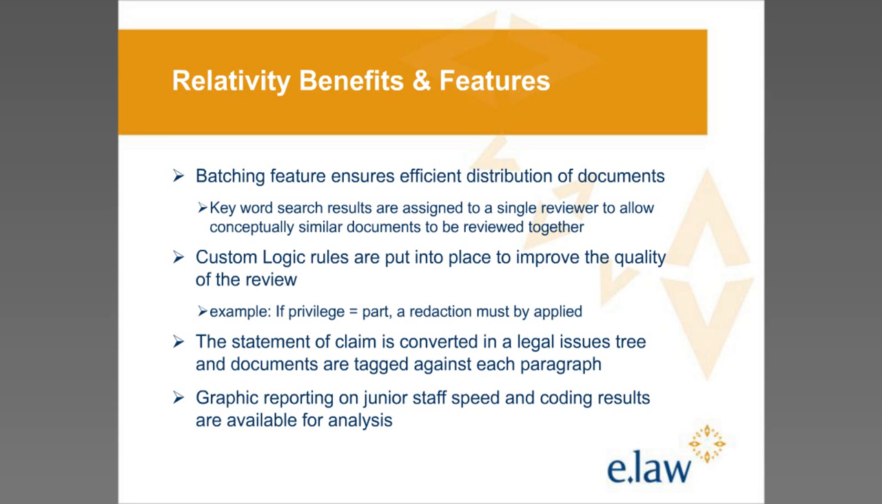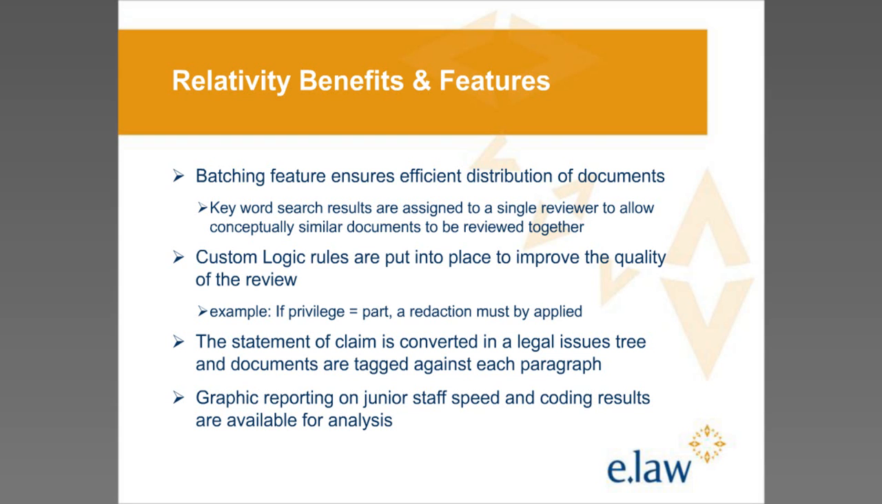Finally, we can put custom logic rules into place to improve the quality of the review. So, for example, if a document is partially privileged, we can enforce a rule that a redaction has to be applied to the document. I'll show you with the software, if you're not familiar, what an actual redaction looks like. The statement of claim typically is converted into a legal issues tree, and then you're able to tag each document against each paragraph in the statement of claim. We'll see that in the software.